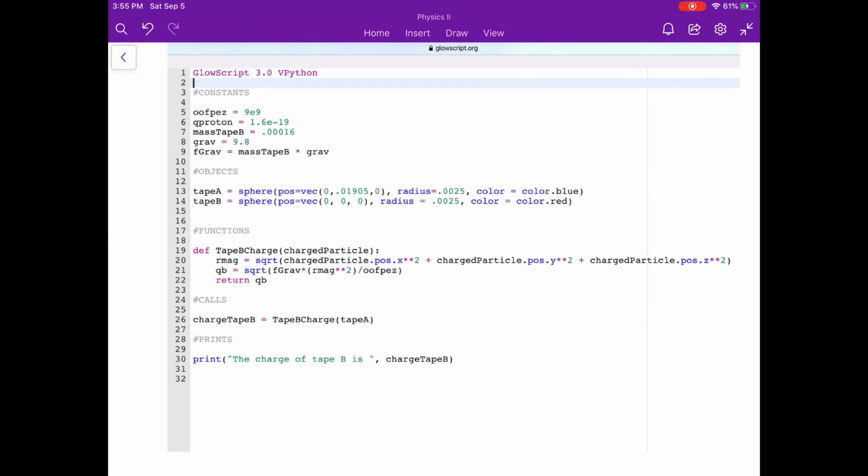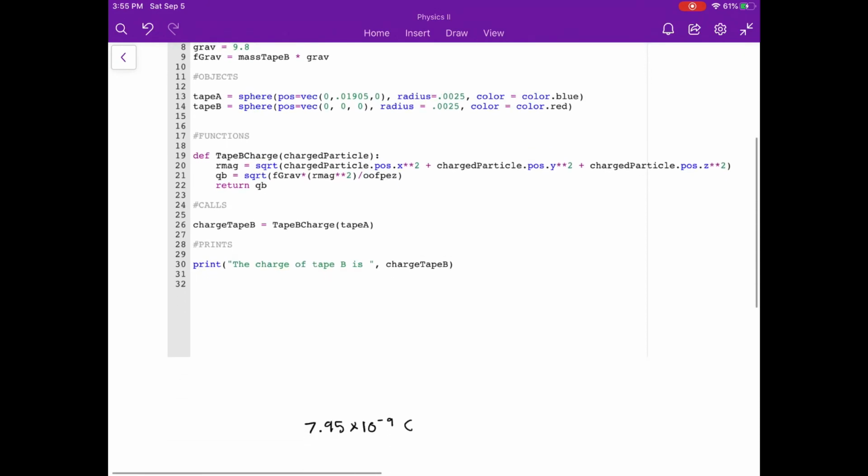The magnitude of the charge on a single piece of tape was calculated by my computational model to be 7.95 times 10 to the negative 9 coulombs.